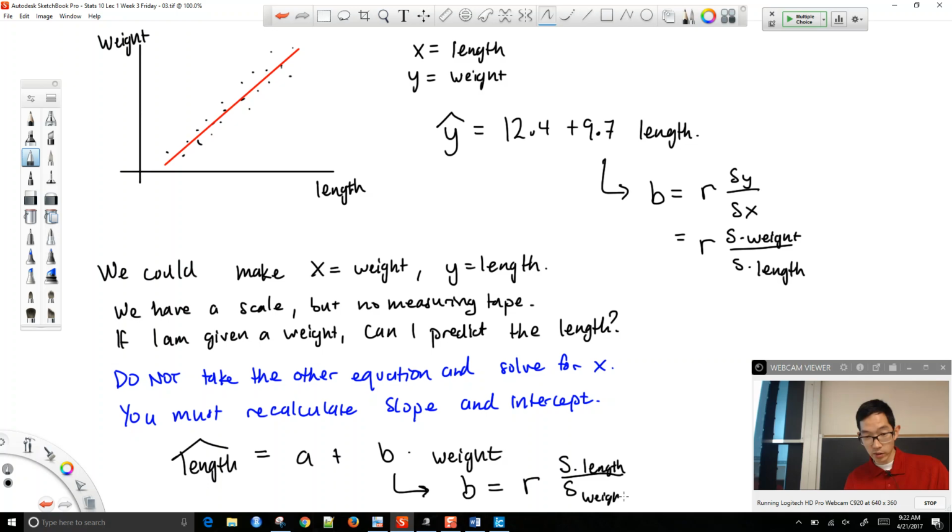Okay, it's still sy over sx, but we have changed which one is the y and which one is the x. Okay, and you would have to redo the calculations that way. If you just try to solve for what length is based on that, you'll get a different value. That is wrong. Okay, are there any questions on this? Okay, we're good.